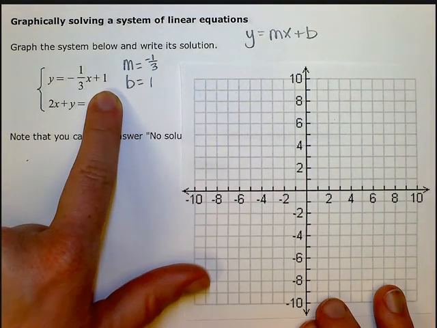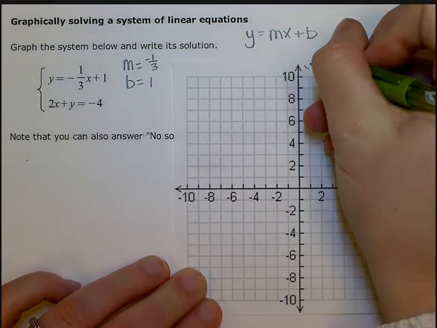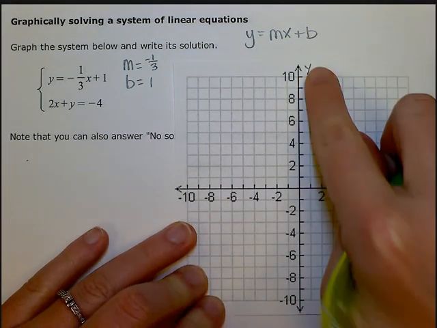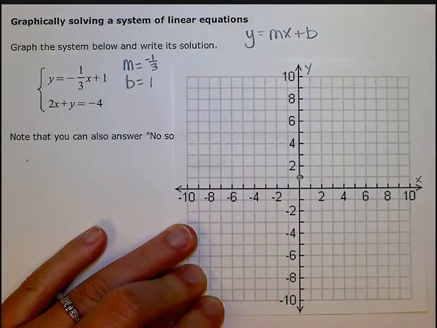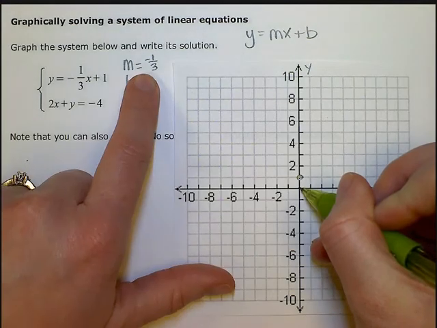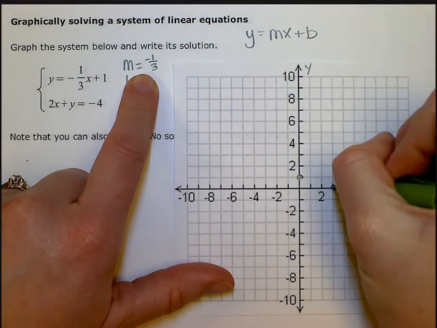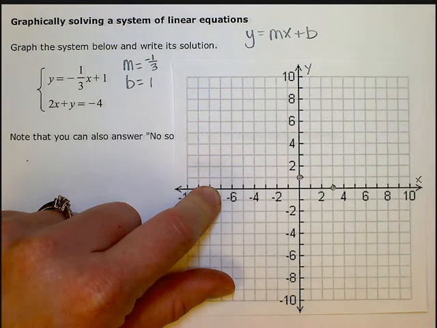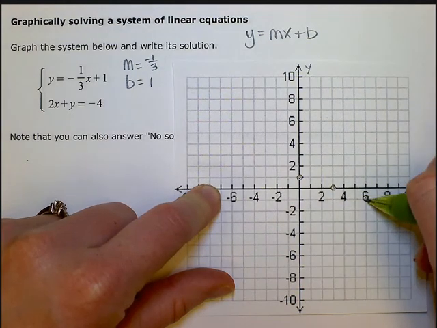Now I always plot my y-intercept first. So it's a y-intercept, which means I'm going to plot it on my y-axis at 1 and put a point there. And then I'm going to move according to how my slope tells me to move. So I'm going to go down 1 for negative 1 and over 3, so to the right 3. 1, 2, 3. And I'm going to put another point. Now in order to be accurate, I'm going to count out my slope a few times. So I'm going to go down 1 over 3, down 1 over 3.